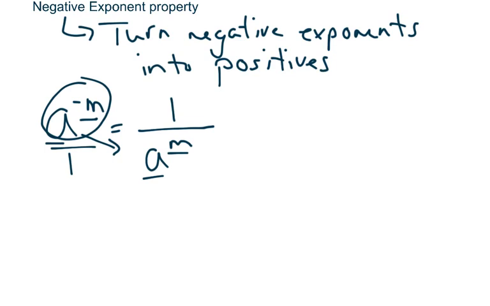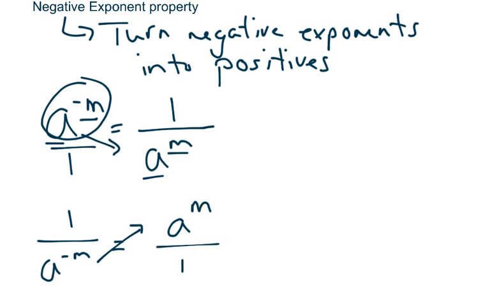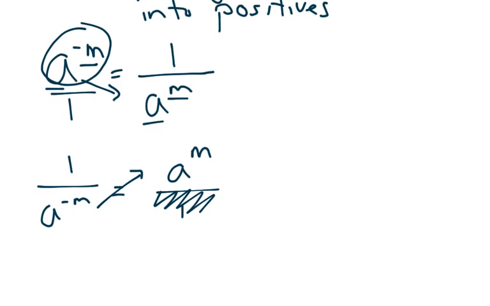Okay? Similarly, if we had a negative exponent in the denominator, 1 over a to the negative m, again, it's in the bottom, so move it up to the top, a to the positive m. If there's nothing left in the bottom, then it would be over 1. But if it's over 1, we really don't need to write it. So it would just be a to the m. Why does this work? Well, let me show you.